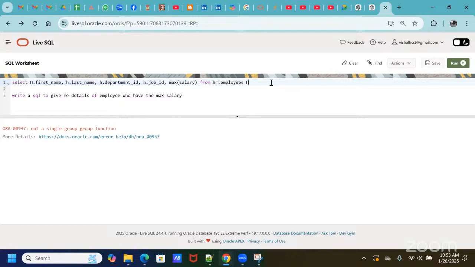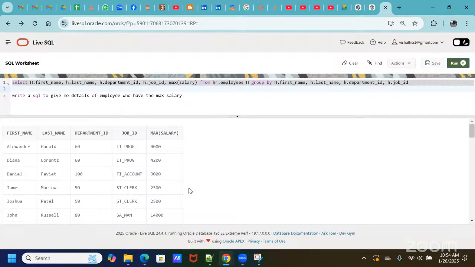Then only this query will work, with all these columns. If I remove any one of them, my query gives an error: not a single-group function, not a group expression. Because I wrote max, min, sum, count, average, all these four should come into the group by. When I write it like this, my query works.